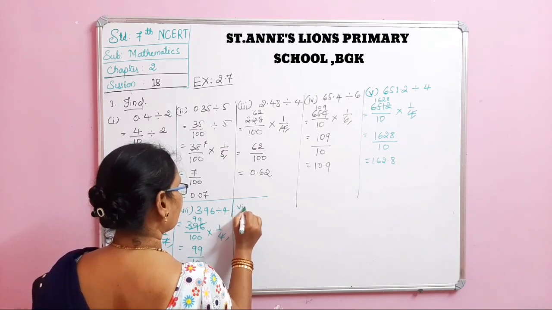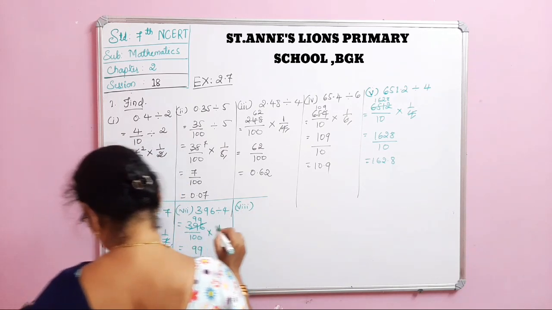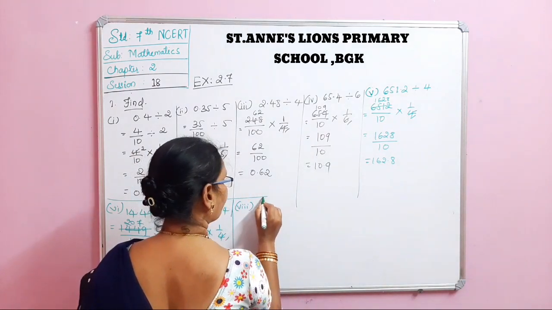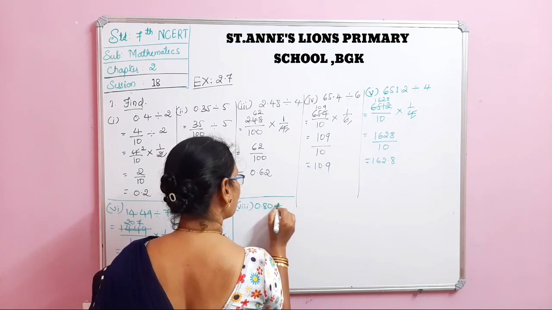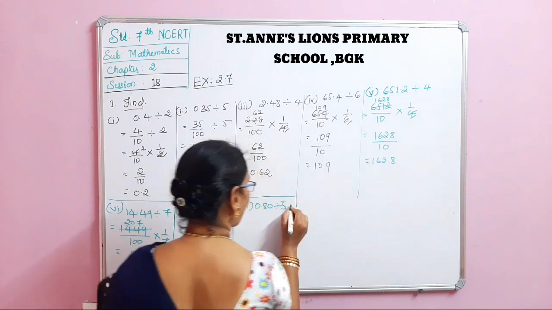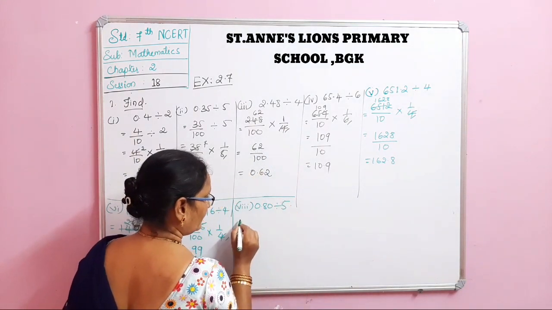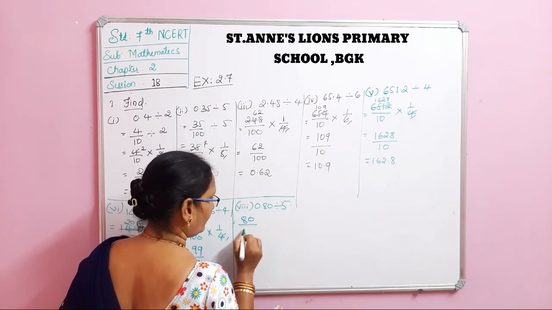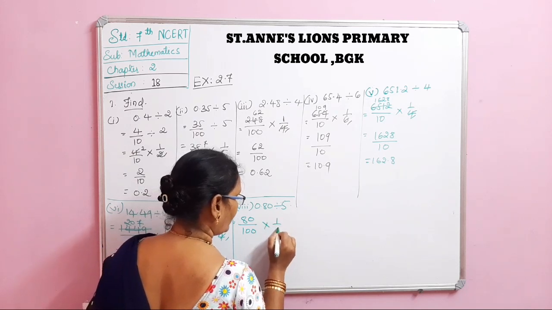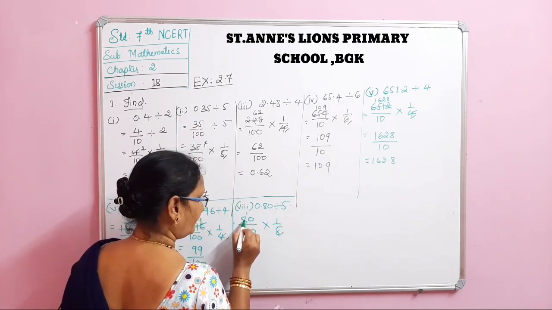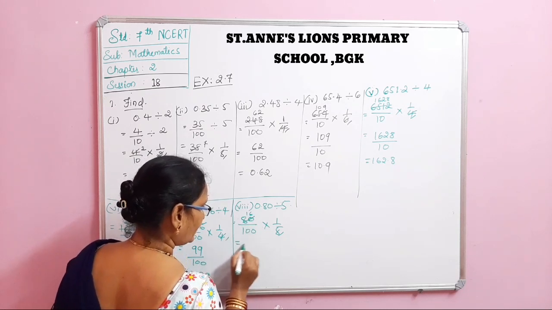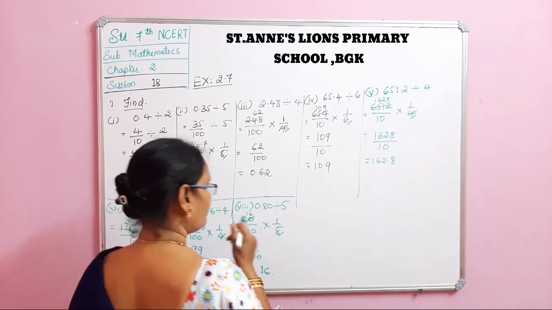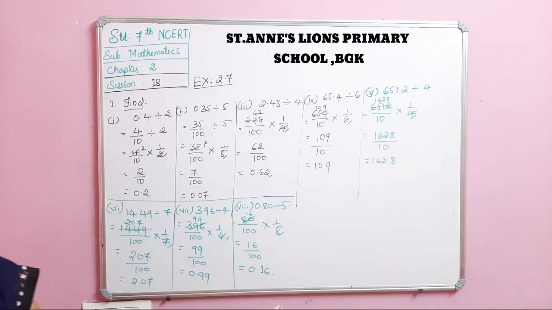Then next comes eighth one. That is 0.80 divided by 5. See, 0.80 by 100 into 1 by 5. 5 ones are 5, 5 sixes are 30. So 16 by 100 is equal to 0.16 is the answer. This is what the first main.